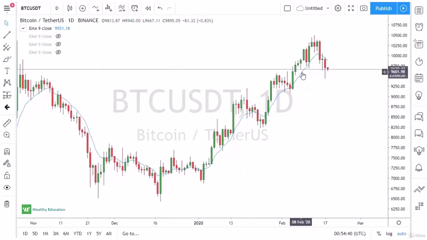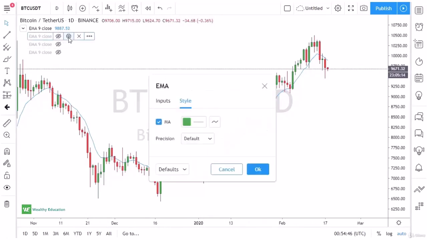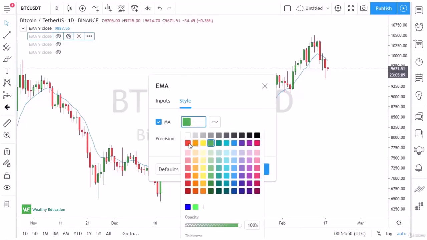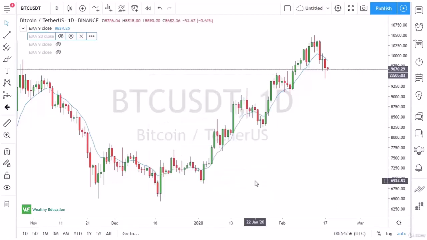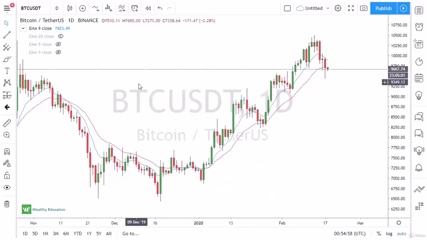You can also put other moving averages on. So, for example, let's go to this next one. Click Settings. Change the color to red, make it a little bit more easy to see. Inputs will change to 20. So this would measure the last 20 candlesticks. It's a little slower, and therefore it gives you a little bit of a longer term outlook.